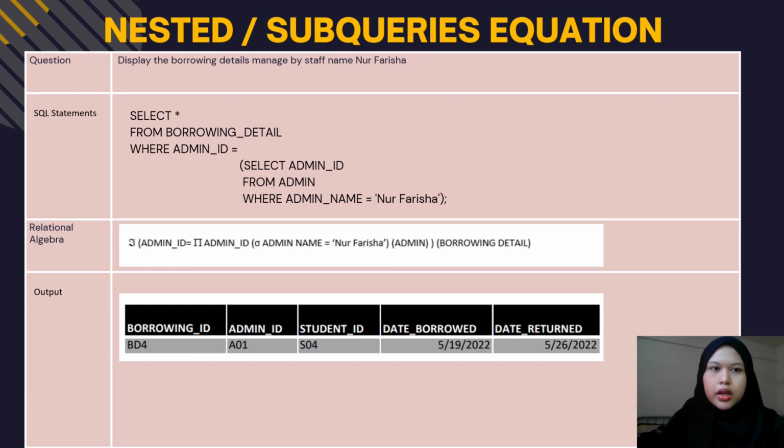Thank you. Okay, now it's my turn to show you the nested subqueries equation. Question 1 is to display the borrowing details managed by staff named Nufarisha. The SQL statement will be written as select all from borrowing detail where admin ID equals select admin ID from admin where admin name is equal to Nufarisha. So the output will show the borrowing details that are managed by staff named Nufarisha.